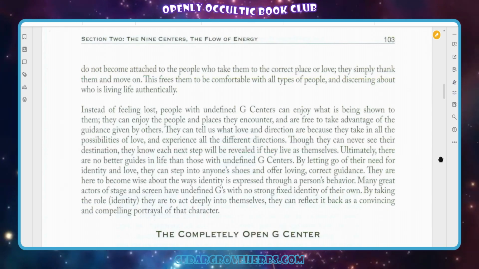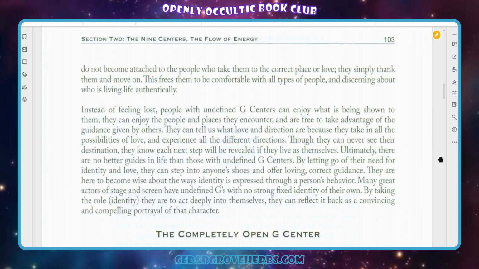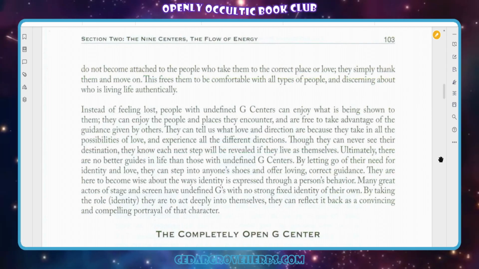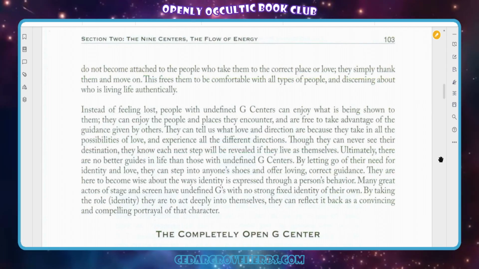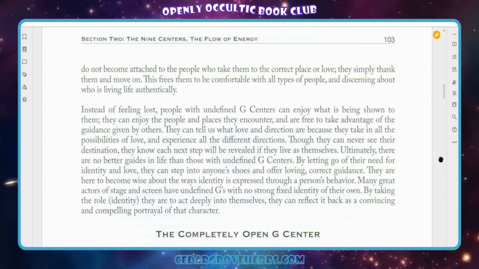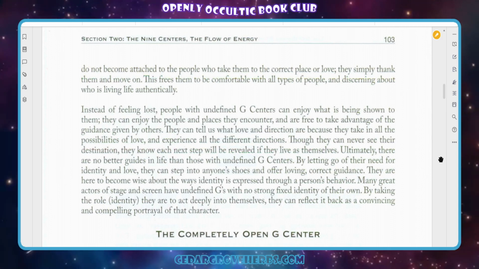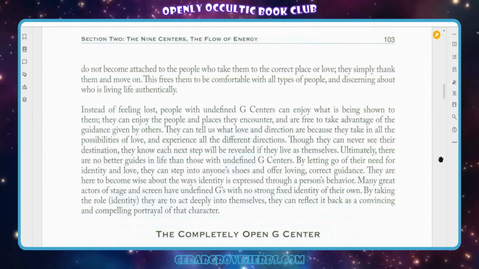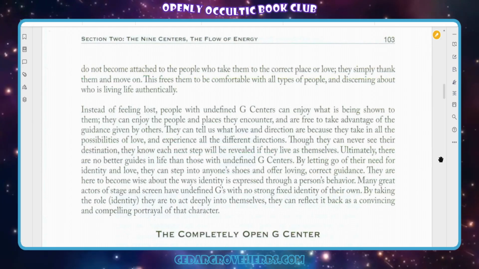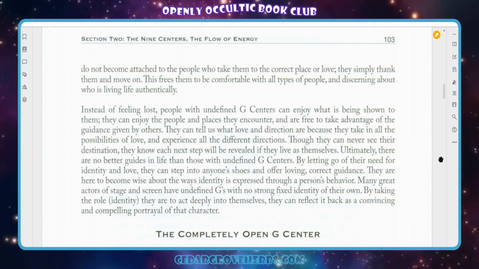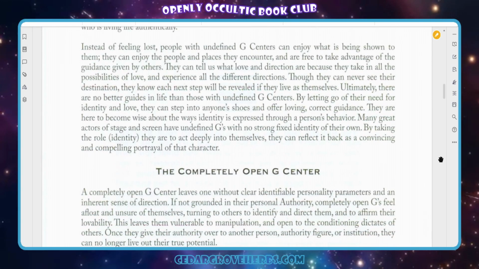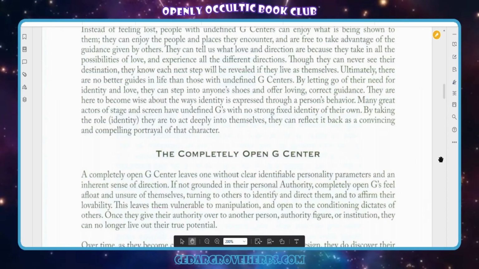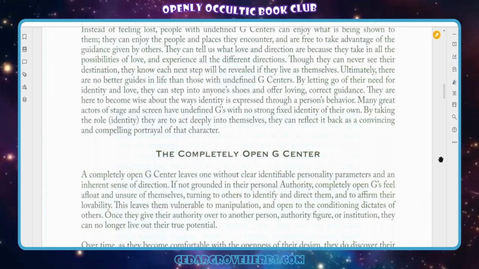By letting go of their need for identity and love, they can step into anyone's shoes and offer loving, correct guidance. They are here to become wise about the ways identity is expressed through a person's behavior. Many great actors of stage and screen have undefined Gs with no strong fixed identity of their own. By taking the role or identity, they're able to act deeply into themselves. They can reflect it back as a convincing and compelling portrayal of that character. Wow. So if you got an open G center, you could be a great actor or actress. See there? That's what's up.